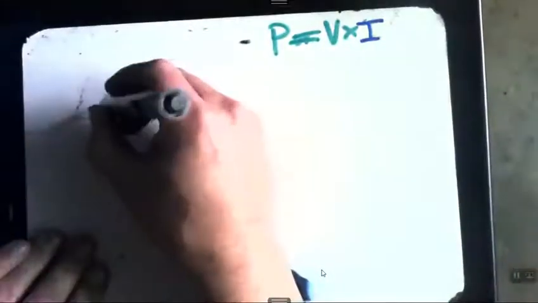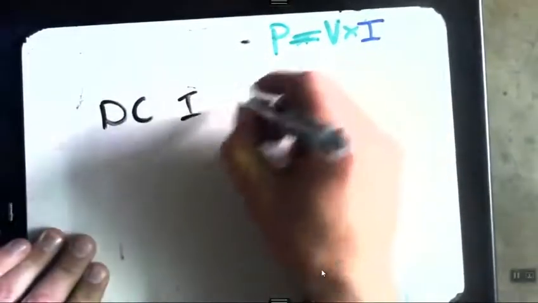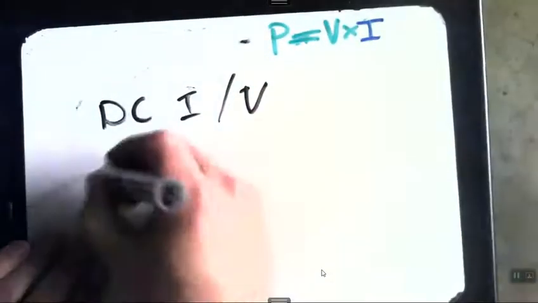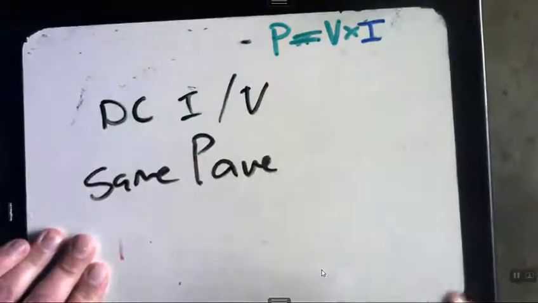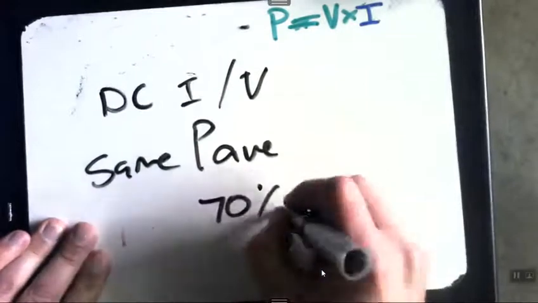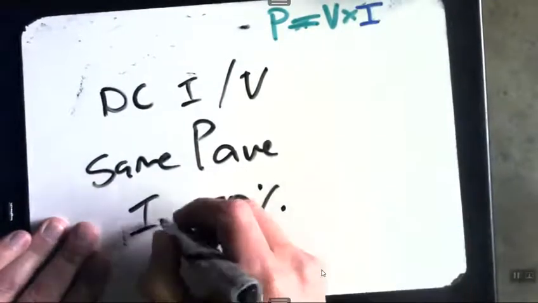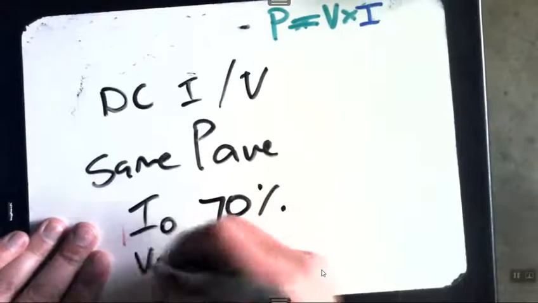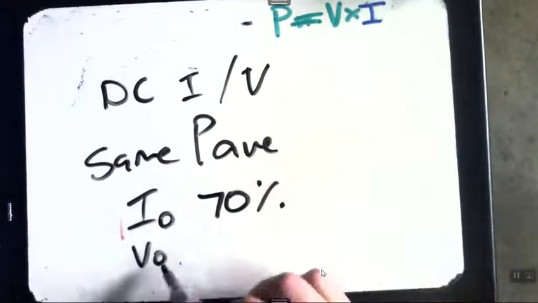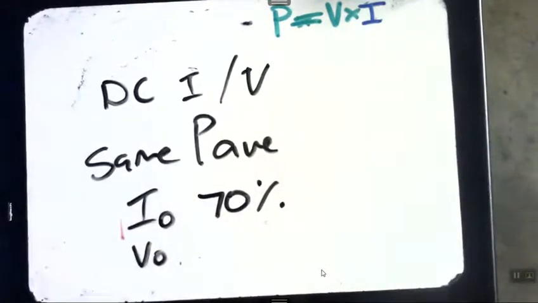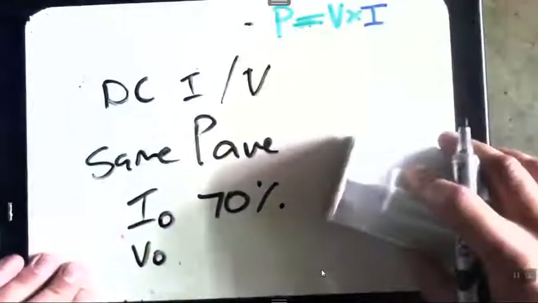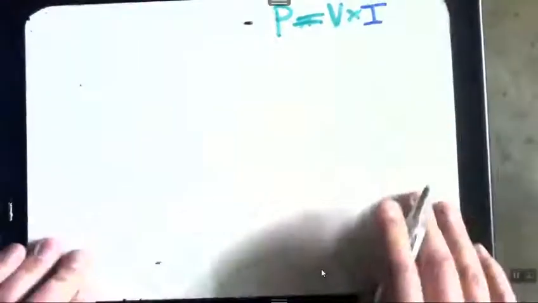If we now ask how much DC current or voltage will give the same average power, it ends up being 70% of I0 or V0, the maximum current or the maximum voltage of the alternating current. Therefore we use what we call the root mean square current. So how do we calculate this value?